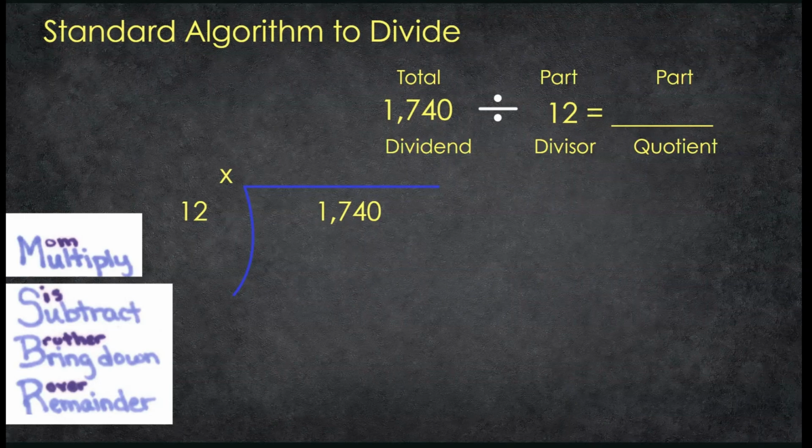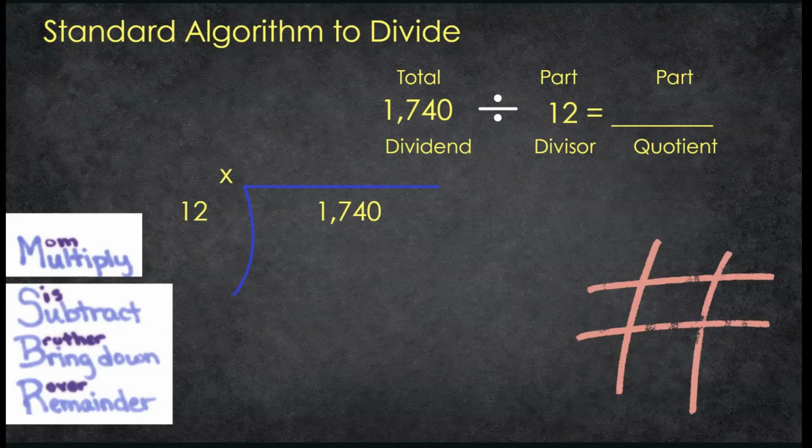All right, once I have that set up, the next thing I'm going to do is my hashtag. This is where I'm going to list out all my divisors, my facts for 12, because in 5th grade, we start working with larger divisors. And guess what? Not all of us know our 18s or our 24s or even our 12s. So we use a hashtag as a strategy to list those out to help us with the process of division.